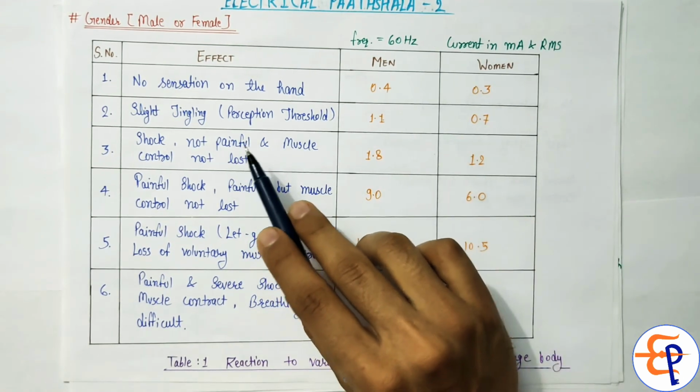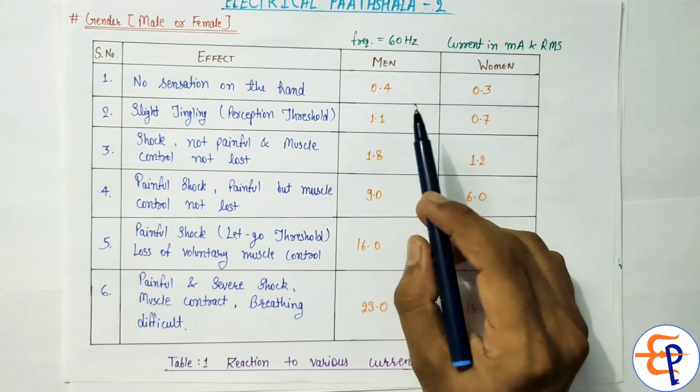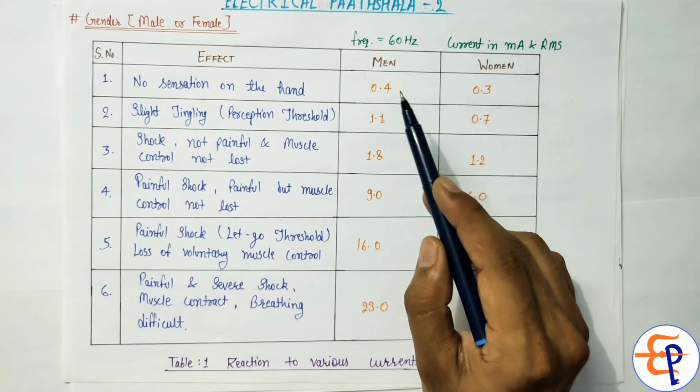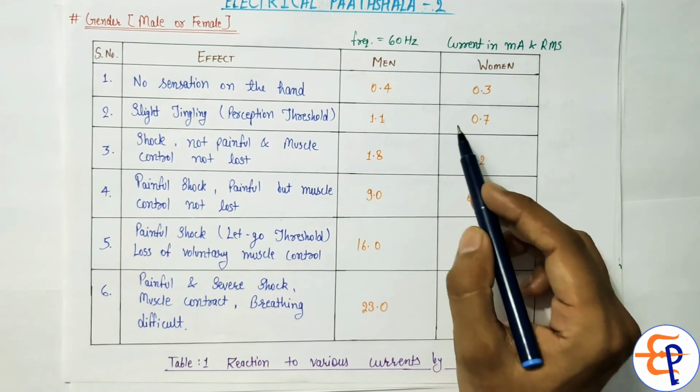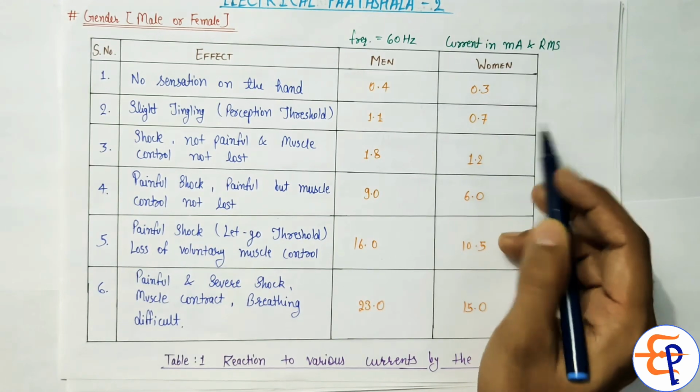The next is slight tingling. It means that if 1.1 milliampere current is passing through a man's body, then he will feel a slight tingling, while the same effect will occur in a woman's body at 0.7 milliampere current only.